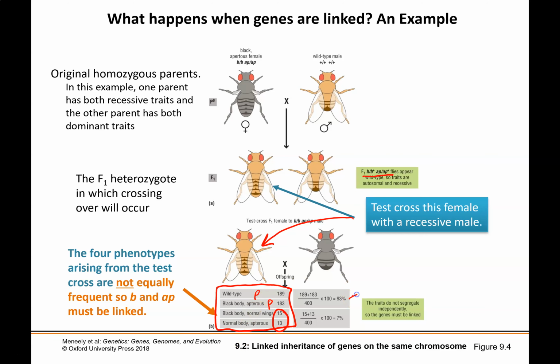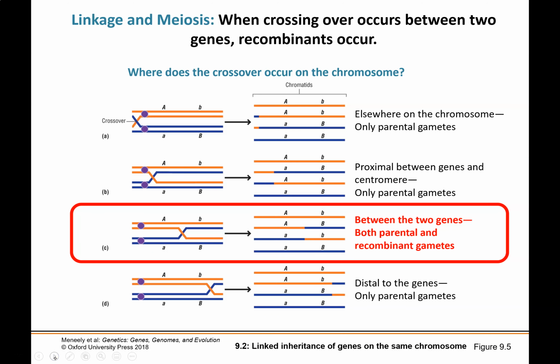We can actually calculate it. The percent of parents is 93%. The percent of recombinants is 7%. So you can see that these occur far more regularly. They do not segregate independently, and so the genes must be linked. Those recombinants occur due to chromosomes crossing over.